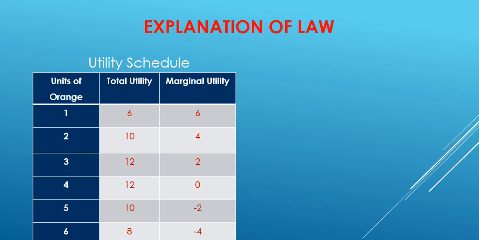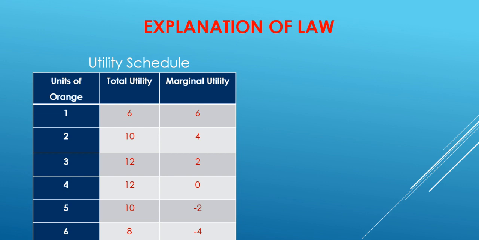Which is the total utility of Mr. X. When he consumes the third orange, satisfaction derived from the third orange is 2 units and utility derived from 3 oranges taken together is 12 units, which is his total utility.